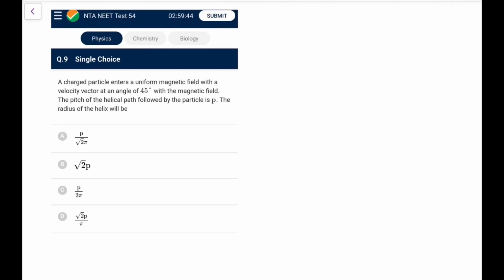A charged particle enters a uniform magnetic field with a velocity vector at angle 45. The pitch is given as p, the radius of the helix will be? So pitch, we know, is equal to v parallel into t, and the radius we say is equal to m v perpendicular by qB. And here v perpendicular and v parallel will be same because the angle is 45 degree.